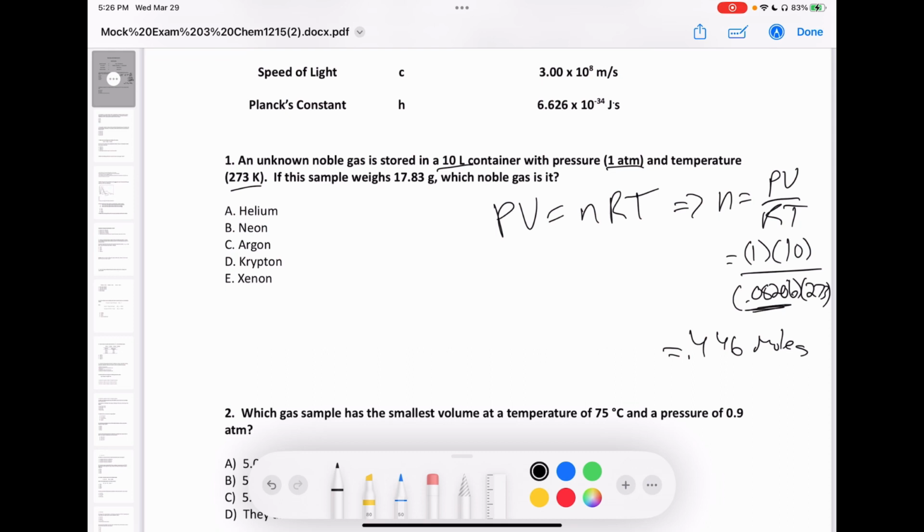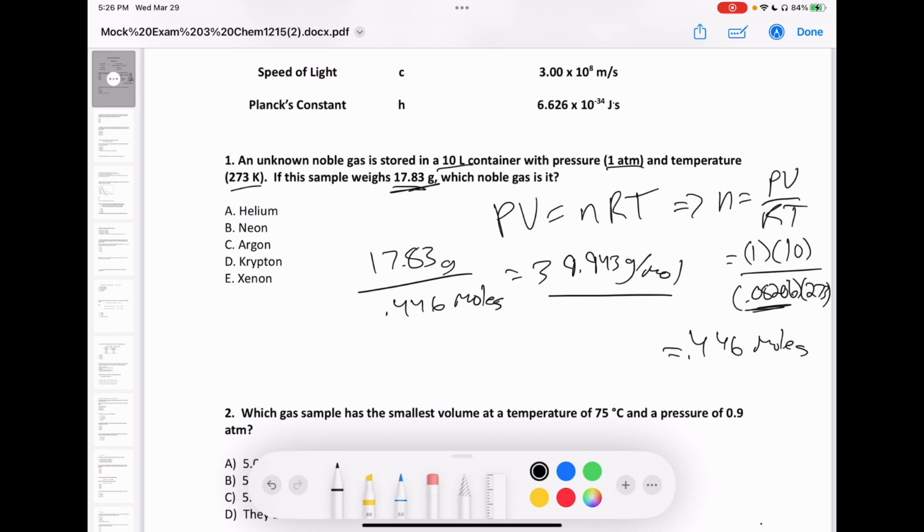And then the big determining thing that we use a lot in stoichiometry is the molar mass. We know that the units for that are grams per mole, so we can just do 17.83, which is our given, grams per 0.446 moles. And then this will give us 39.943 grams per mole, which if we look at the periodic table, is going to be argon gas, and that is answer C.